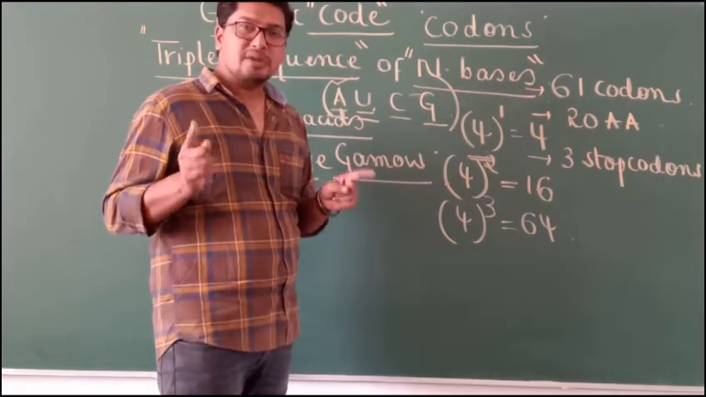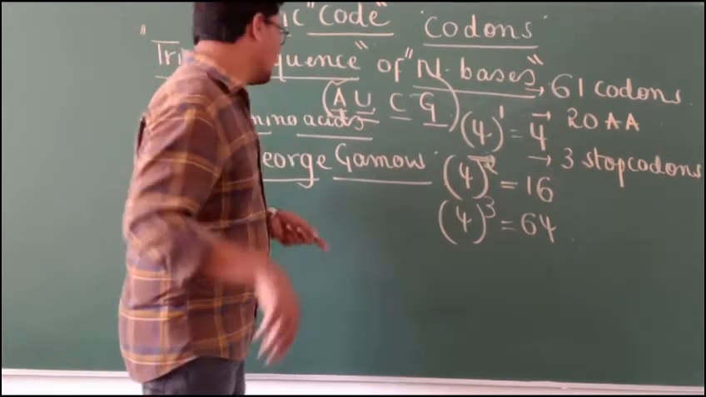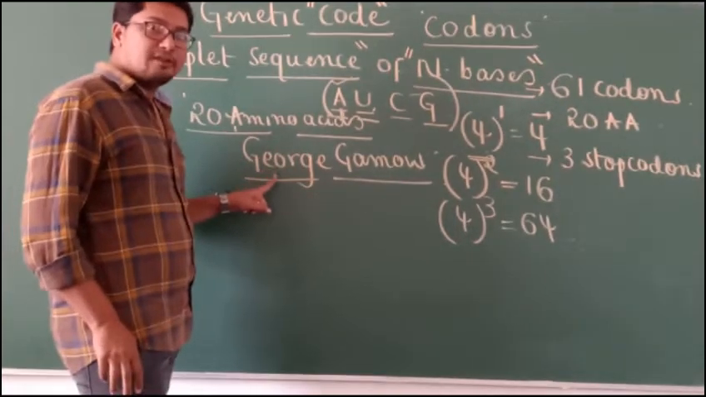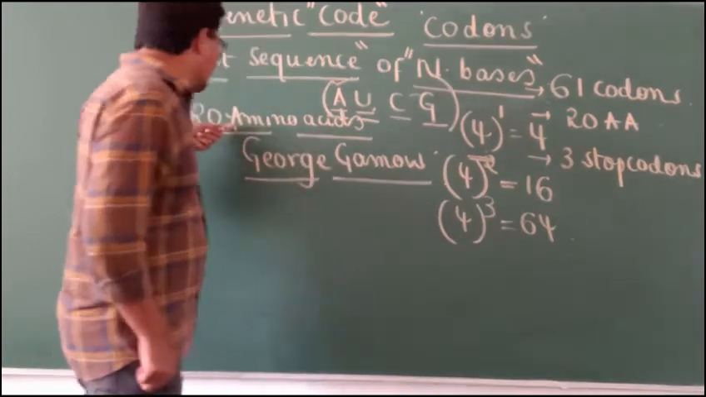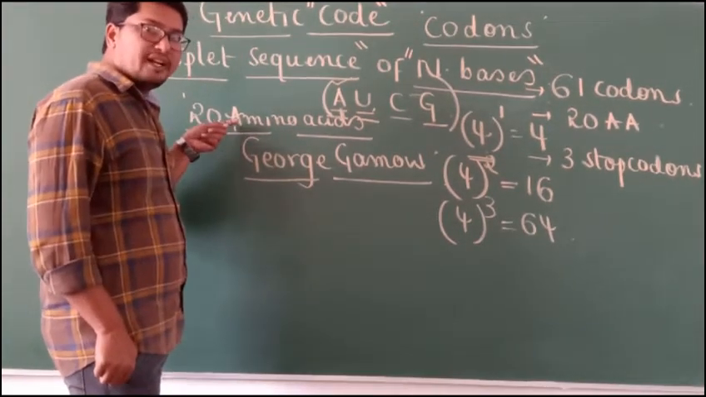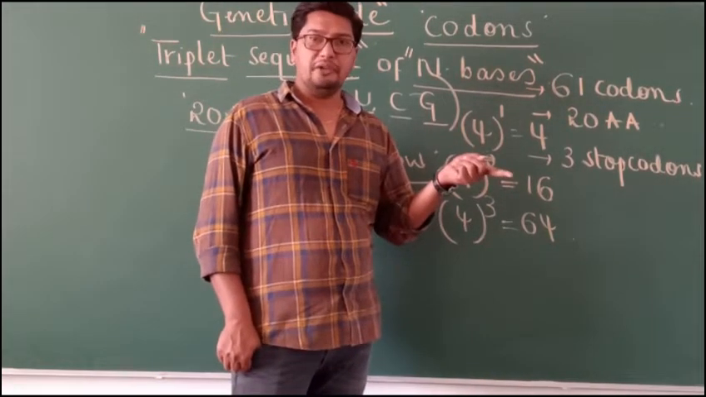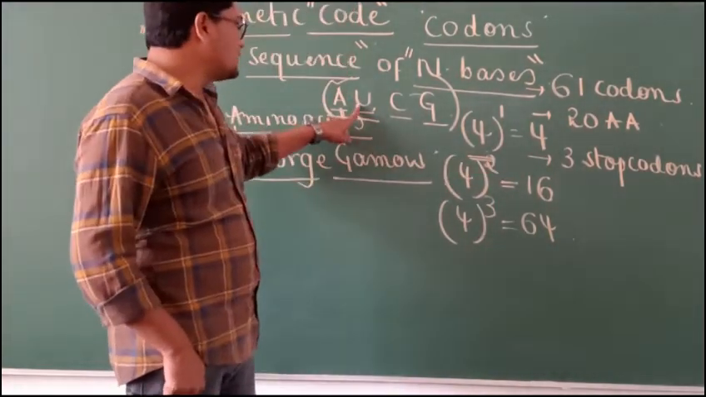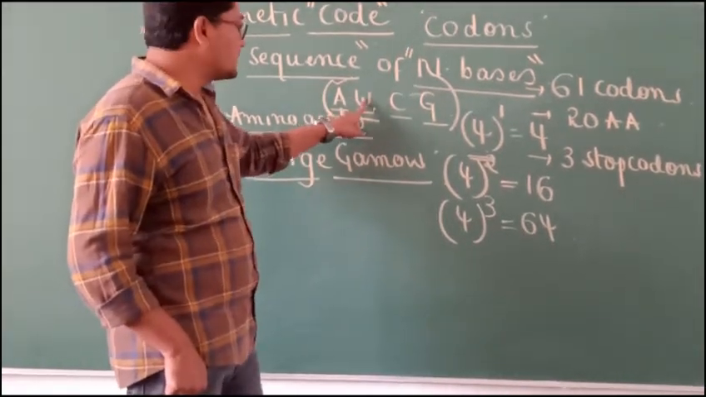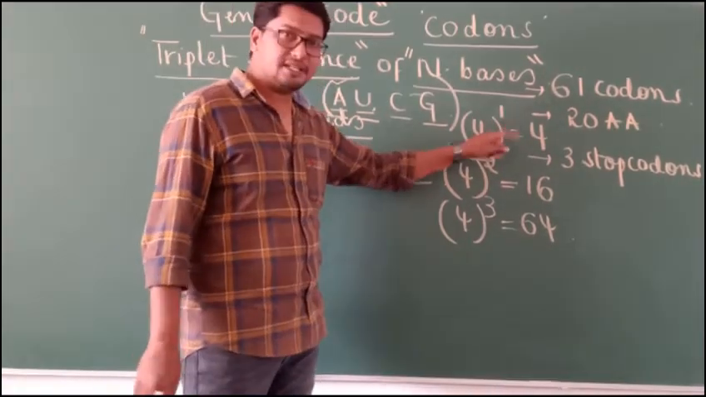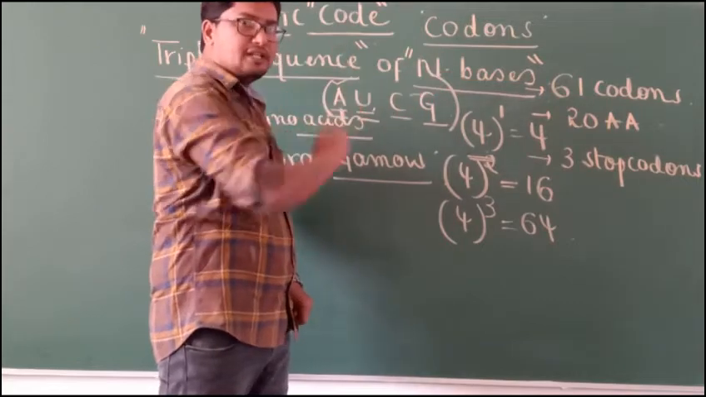And why must the code be a triplet? Why can't the genetic code be a singlet or doublet? It was revealed by George Gamow. According to George Gamow, based on permutations and combinations, as the minimum number of amino acids to be coded is 20, the number of codons should be minimum 20 or more than 20. But how many types of nitrogen bases are there to code for 20 amino acids? Only 4. So if you consider the code is a singlet, how many codons can be formed? 4. So 4 is less than 20, it is not possible.